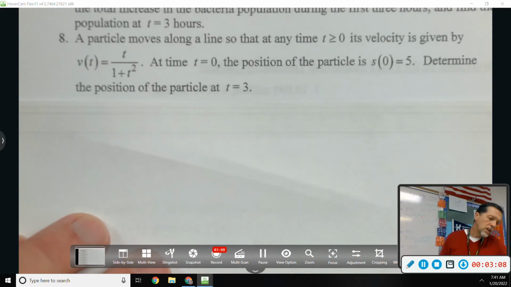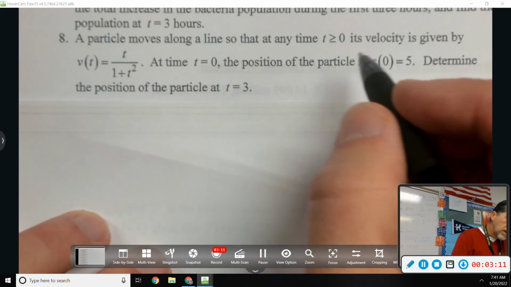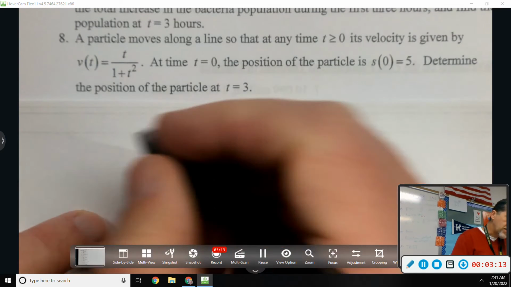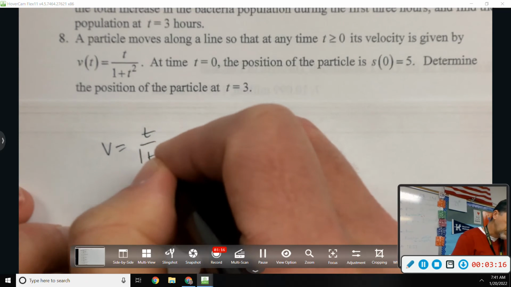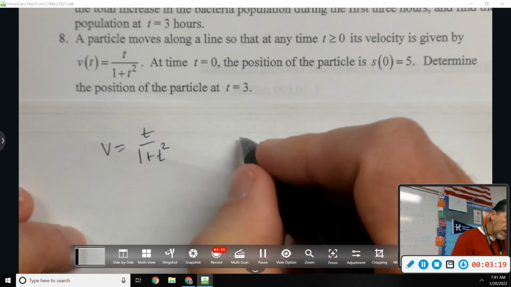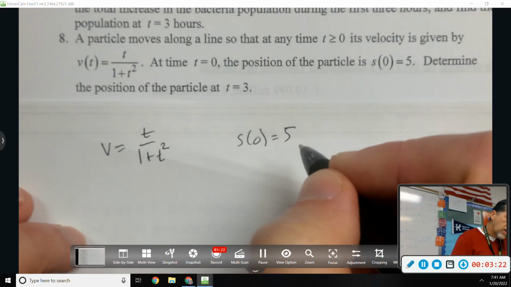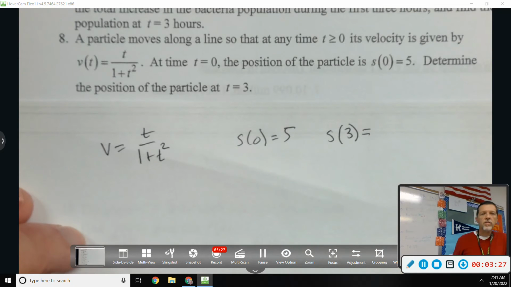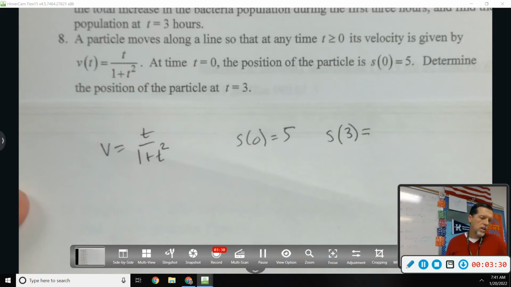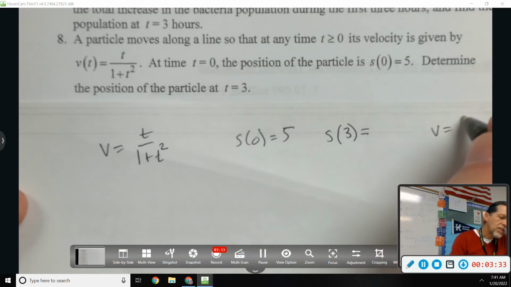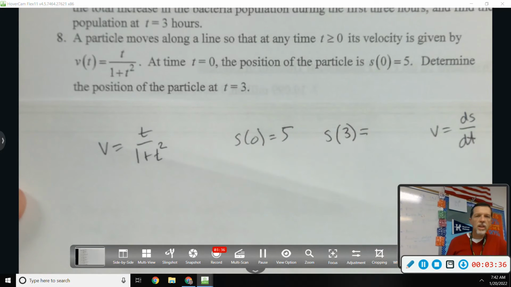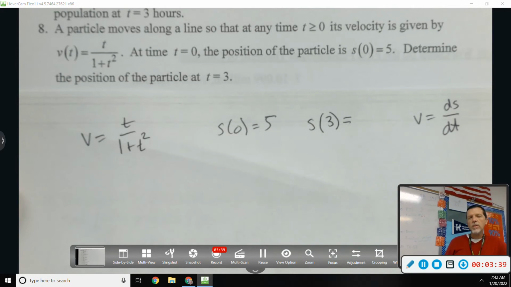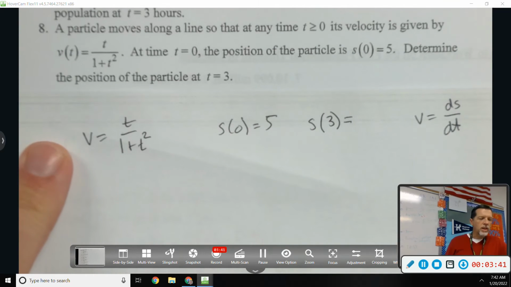Number 8. A particle moves along a line so that at any time t greater than 0, its velocity is given by t over 1 plus t squared. S of 0 equals 5. Determine the position of the particle at time 3. So find S of 3. Well, do you remember that velocity is the derivative of the position? So if I have velocity and I want to get to position, what should I do to velocity? Take the antiderivative of it.